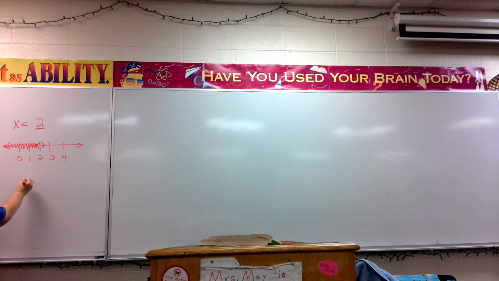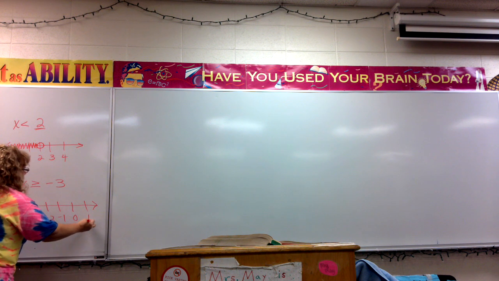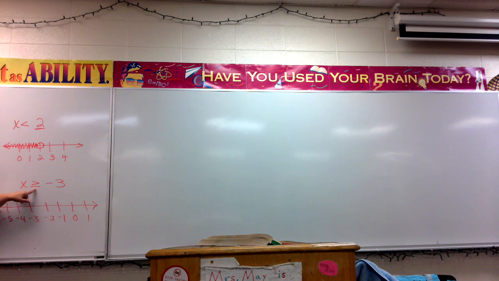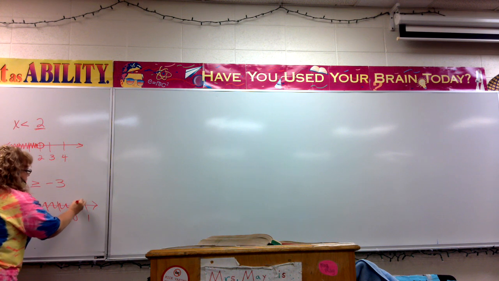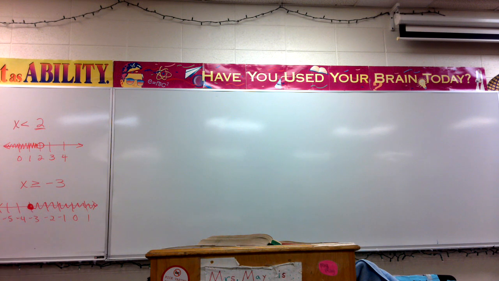So if I wanted x greater than or equal to -3, greater than or equal to, I would go to -3, color in or not? Color in. And then which way are the greater than? To the right. So that's not that big of a deal.